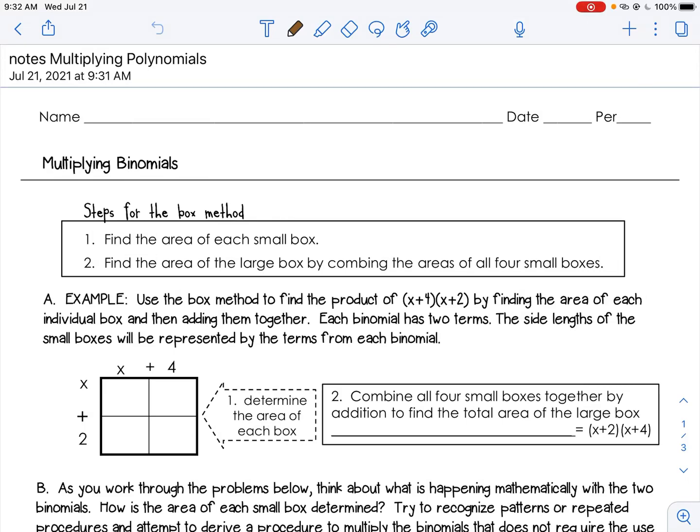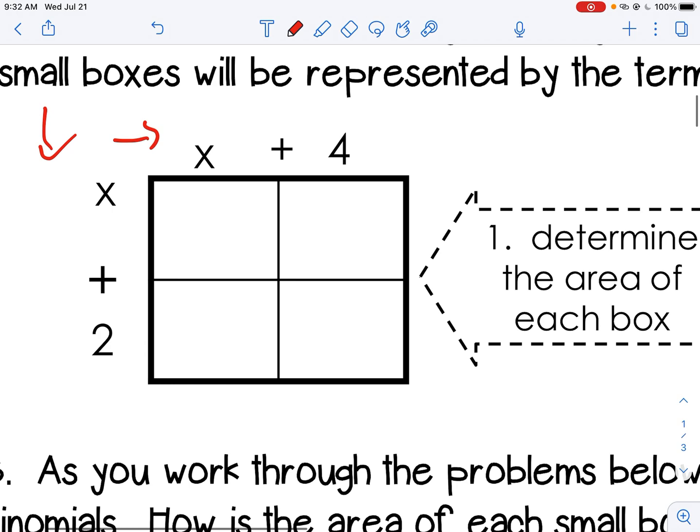There are different ways to multiply binomials or polynomials. One of the ways is to use what's called the box method. So if I was given x plus 4 times x plus 2, I would write one of the binomials up here and one down here, and then I would just multiply. This would be x times x, which would get me x squared.